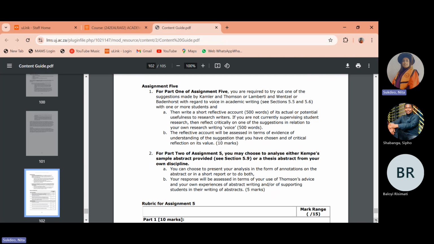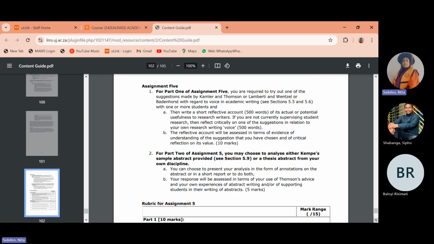You are required to try out one of the suggestions made by Kemmler and Thompson above, or Lamberti and Wenzel, or Badenhorst. Badenhorst was very common. With regard to the voice in academic writing, try it with one or more of the students that you have supervised. Then write a short reflective 500 words on its actual or potential usefulness to research writers. If you're not currently supervising anyone, then reflect critically on suggestions related to your own research and writing voice.